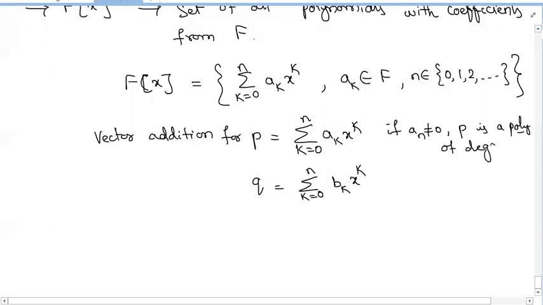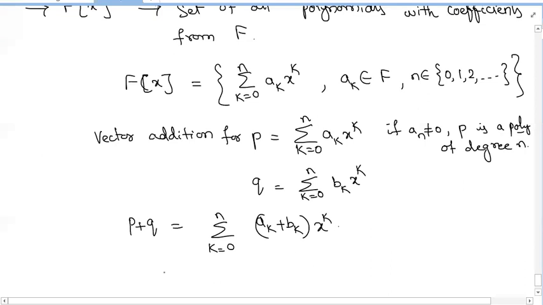Okay. So now we have two polynomials. I'm going to define vector addition of these two polynomials, P plus Q, in the usual way. How do you add two polynomials? We add the corresponding coefficients, the coefficients of corresponding powers of x^k. So (a_k + b_k) x^k.